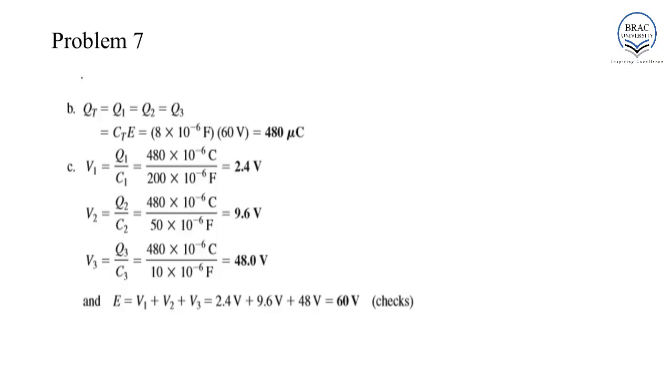Now, we know the charge across each capacitor and we also know the capacitance of the capacitors. Hence, using the same expression, that is Q is equal to CV, we can determine the voltage drop across each capacitor. V1 will be equal to 2.4 volt, V2 will be equal to 9.6 volt and V3 will be equal to 48 volts.